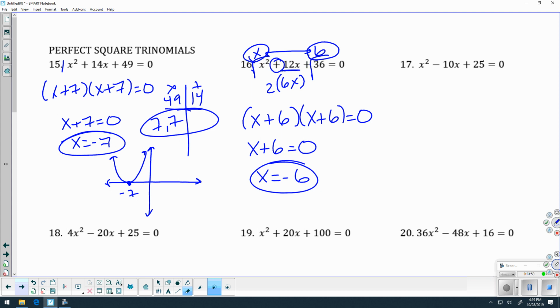Whereas 17, the next one, again, this is definitely a perfect square trinomial because the square root of x squared is x, the square root of 25 is 5.